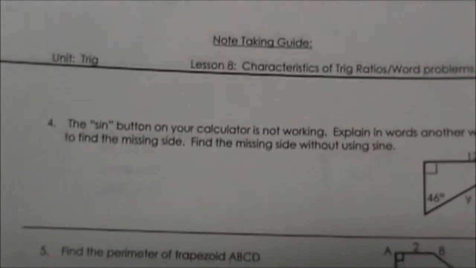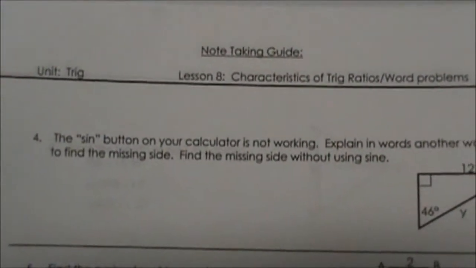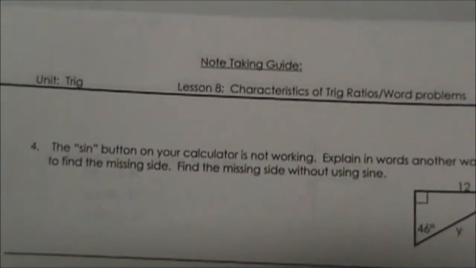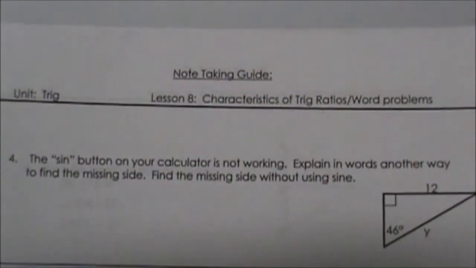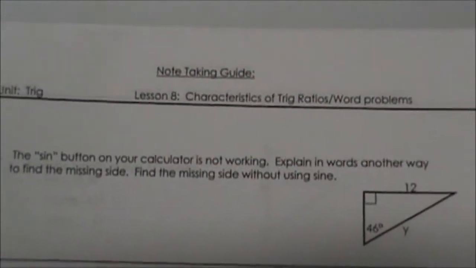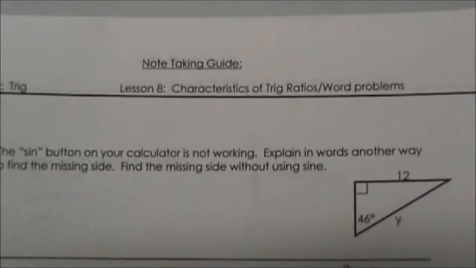Now, let's go on to problem number 4. Problem 4. The sine button on your calculator is not working. Explain in words another way to find the missing angle, or the missing side. Find the missing side without using the sine button.